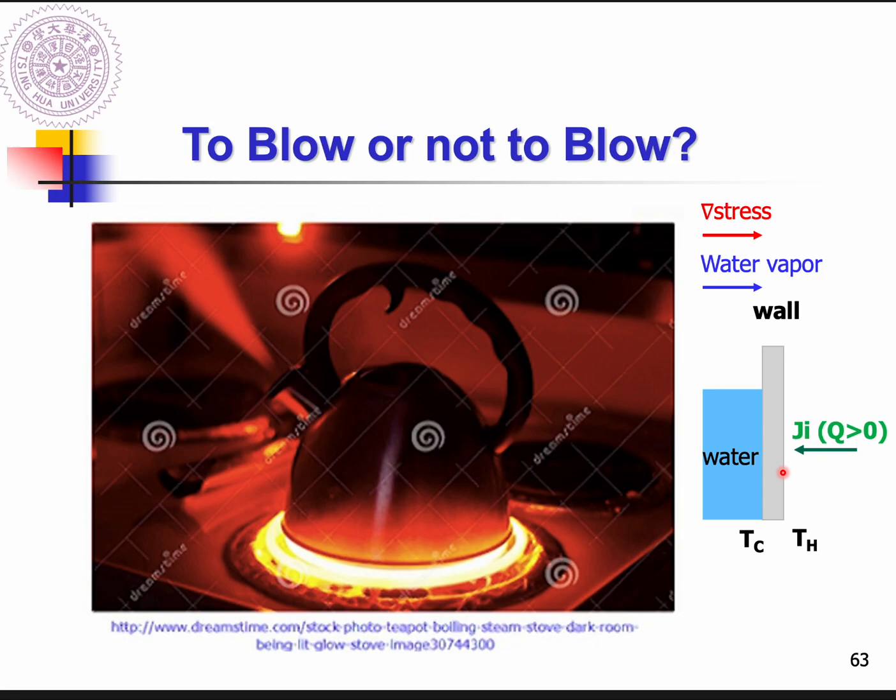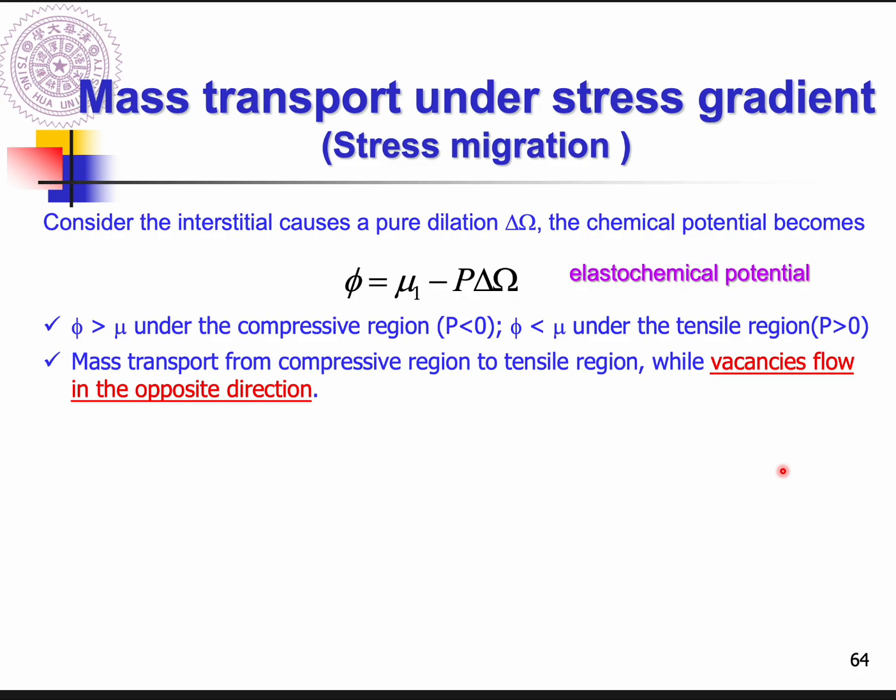So next, I'm going to show you how to quantitatively formulate the potential as a function of stress field, or stress. Based on the previous description, you know that we need to modify the chemical potential of the atom in the stress field, right? But how to do that? So now we consider interstitials that will cause a pure dilation delta omega. And the chemical potential can become like this.